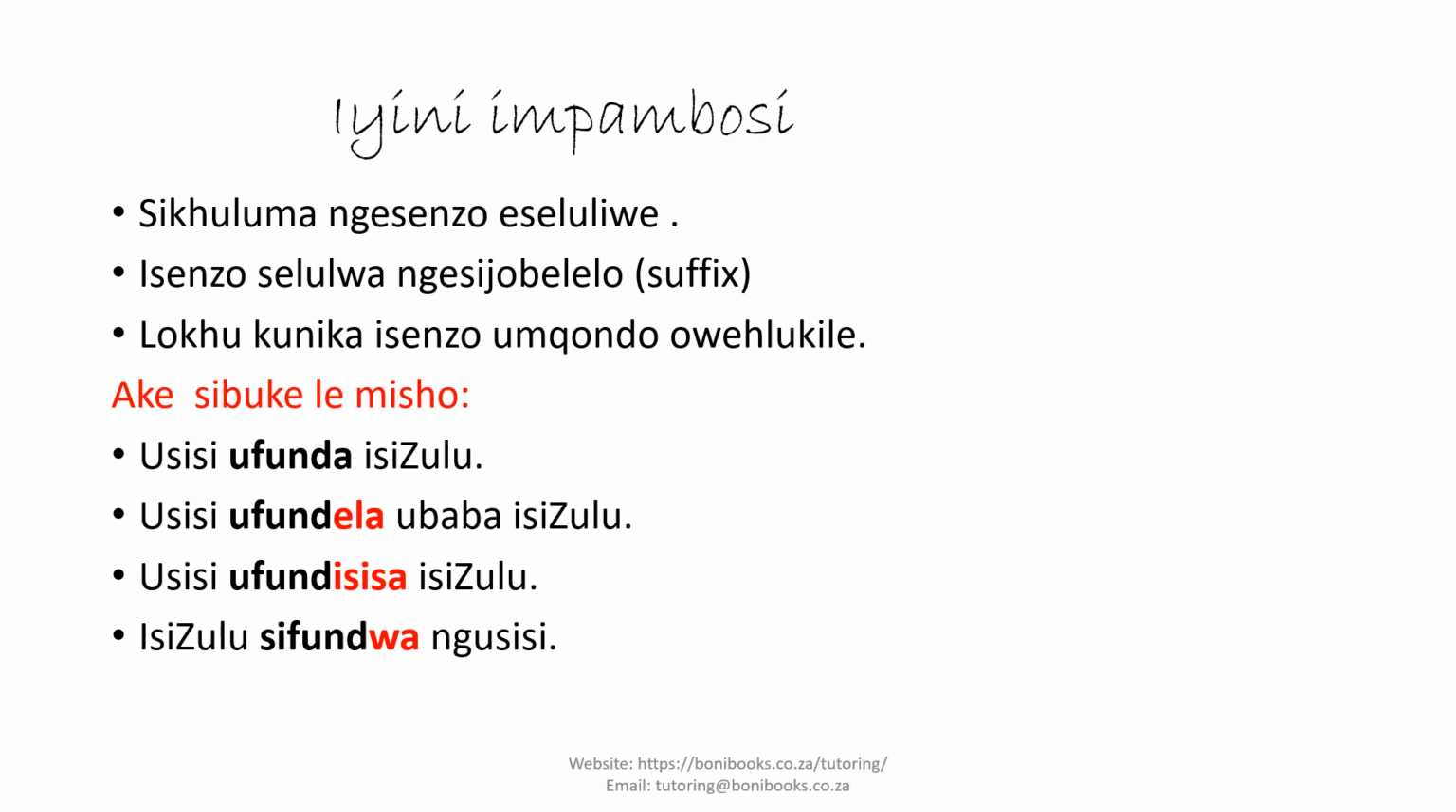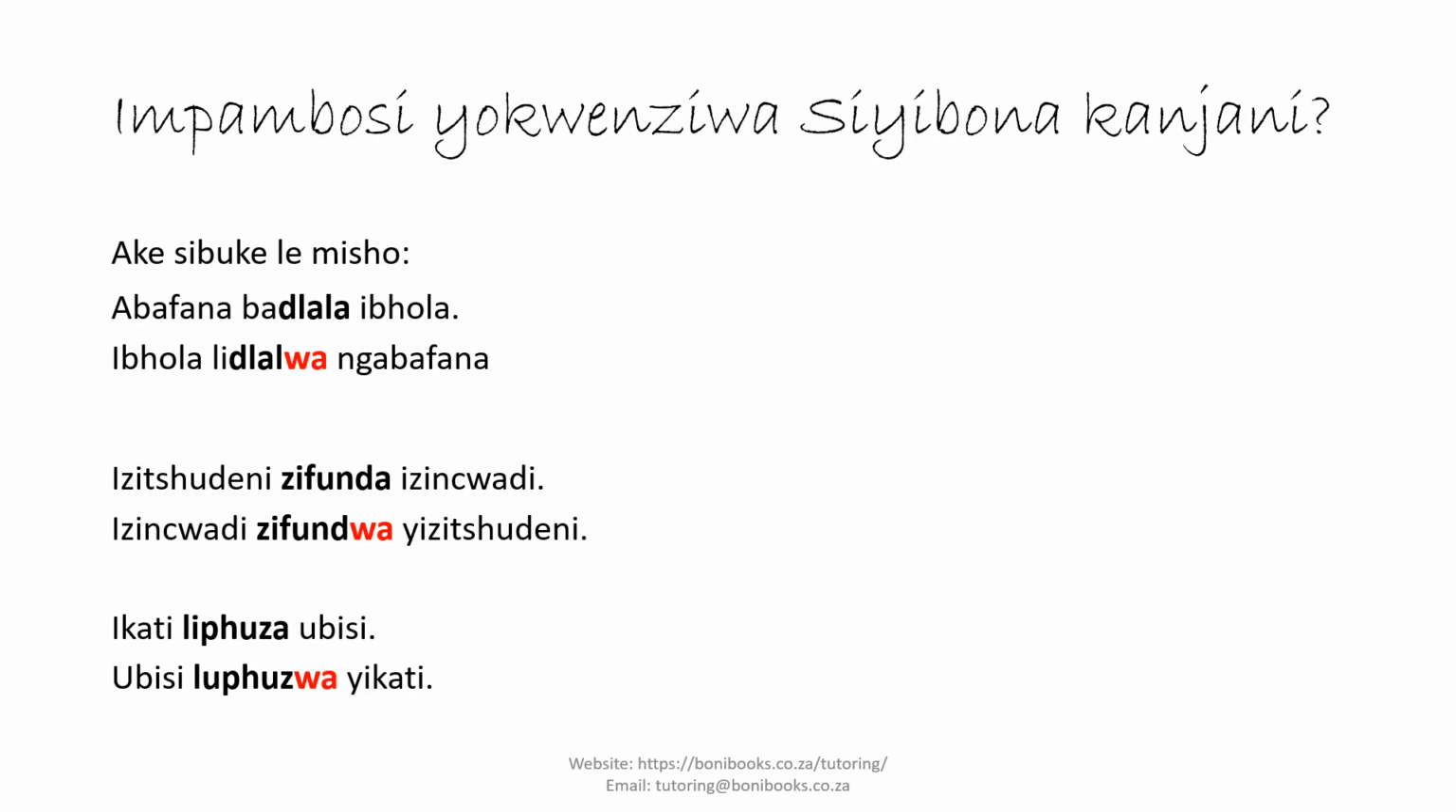And masisibuka the next sentence, it says usisi ufundisisa isiZulu, and we have that isisa there. That is isijobelelo, that is a suffix, which gives the verb a different meaning. Fundisisa is to do. When you put isisa to a verb, it means whatever you are doing, you do it thoroughly. Uyafundisisa. Okay, isiZulu sifundwa ngusisi. Fundwa is being read by. So those verbal extensions, those suffixes, that's what we call impambosi. They give a verb a different meaning.